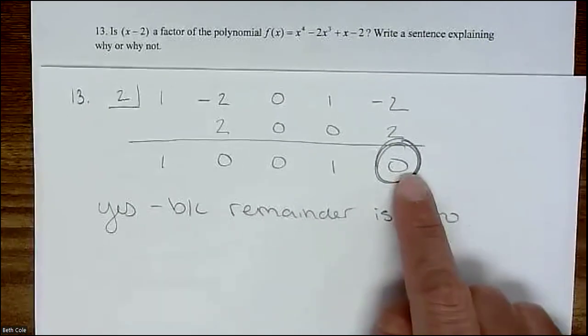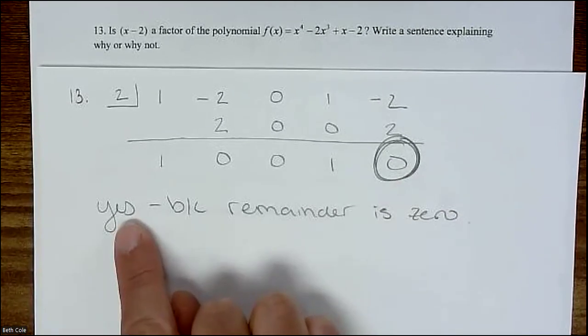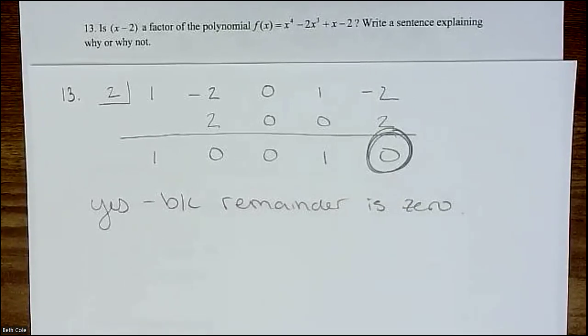Like if this did not come out to 0, say it came out to 17, you would say no, because the remainder is not 0. So the thing that you think you're dividing by is a factor if the remainder is 0. If the remainder comes out to anything other than 0, it is not a factor. So 0, yes. Anything other than 0, no. Okay. All right.